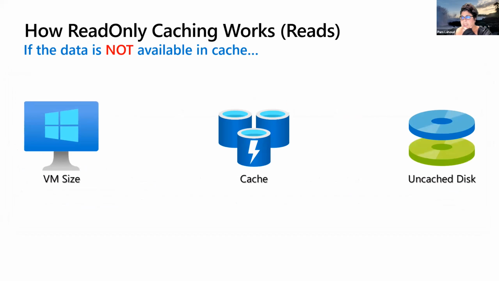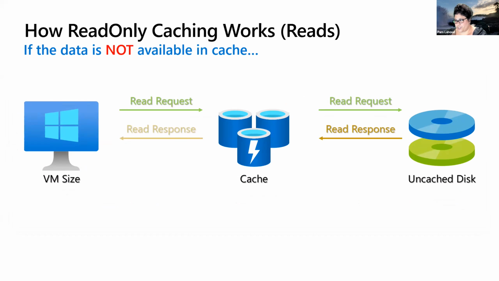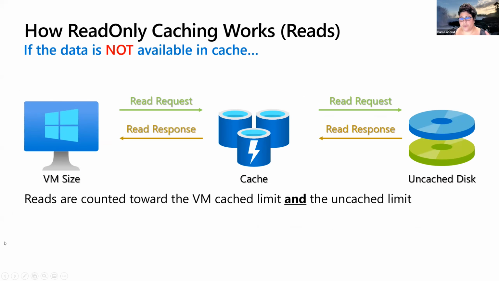Okay, so here's how the caching works with the provisioning. If you have read-only caching turned on and you're doing a read and the data is not in the cache, the read request checks the cache, and then it checks the disk itself because it's not in the cache, and the read response comes all the way through. This means the read counts toward the cached limit and the uncached limit, because the IO had to go both places, first to the cache to see if it was there, and then to the remote storage when it didn't find it in the cache. So that IO counts for both limits.